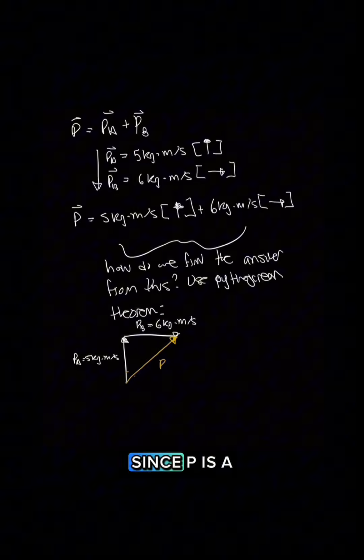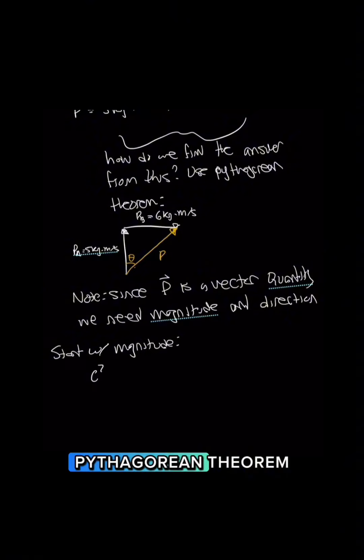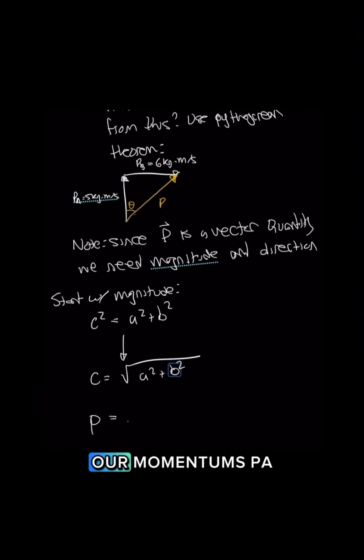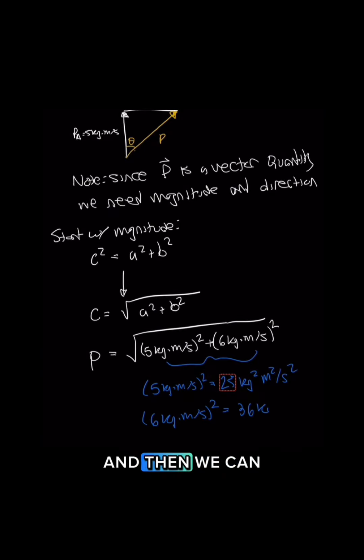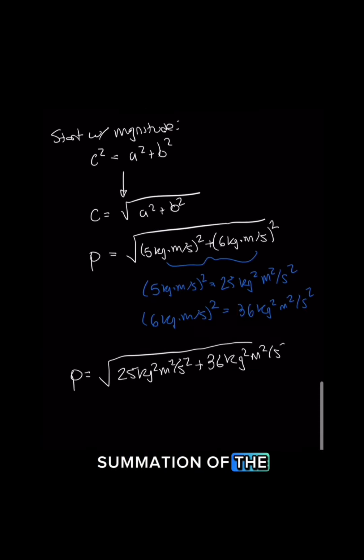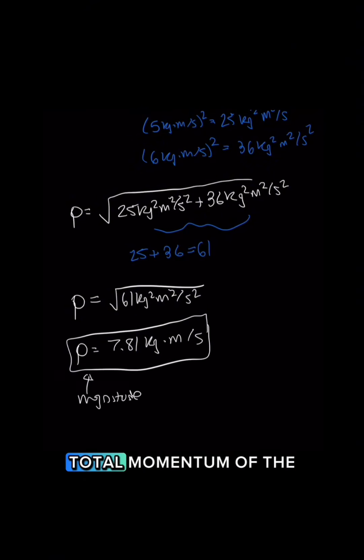We also have to note that since P is a vector quantity, we need a magnitude and direction. So if we start with the magnitude, we can use the Pythagorean theorem like so. If we plug in our momentums P_A and P_B, we can start by computing the squares of both terms, and then we can do a simple summation of the expression under the square root, and then we can just square root the expression and get the answer for the total momentum of the system.